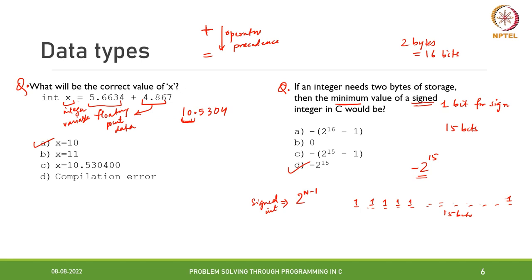In both cases, the sign is always the leftmost bit. So it will be stored in this bit, no matter what. 1 will be for negative, 0 will be for positive, but it will always be stored for signed integers. It will always be stored on the leftmost bit.